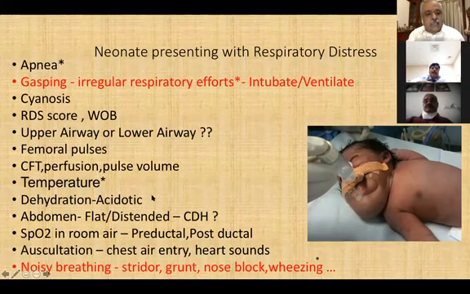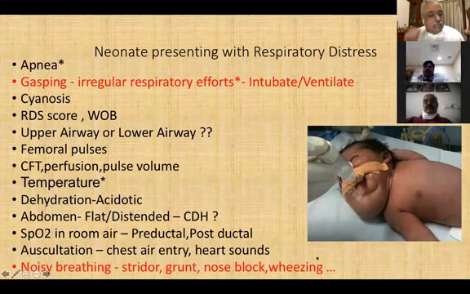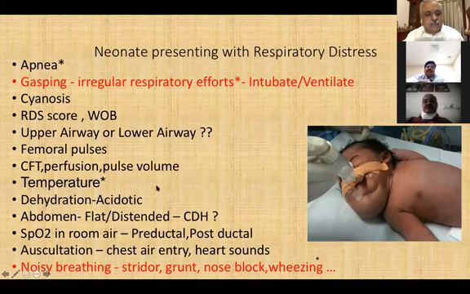We always ask our residents to palpate the femoral pulses just to make sure it is not a ductus dependent lesion which is getting worse, or a coarctation which is probably presenting. Babies can present with cardiac problems or septic shock. You have to check the capillary filling time, the perfusion, the pulse volume.